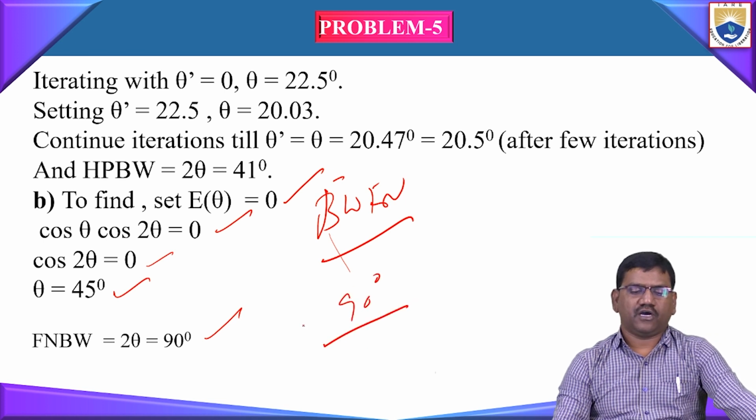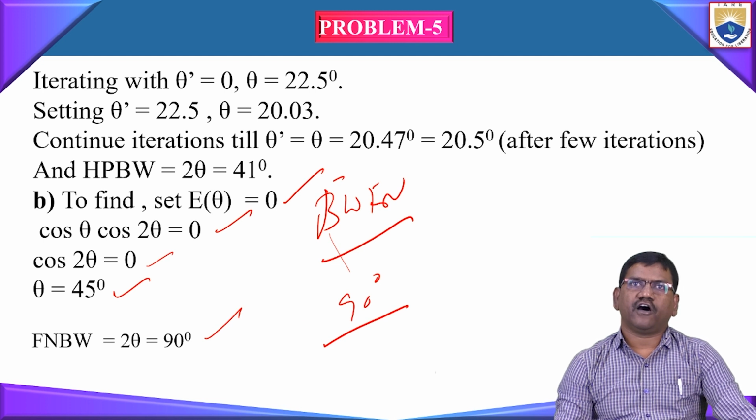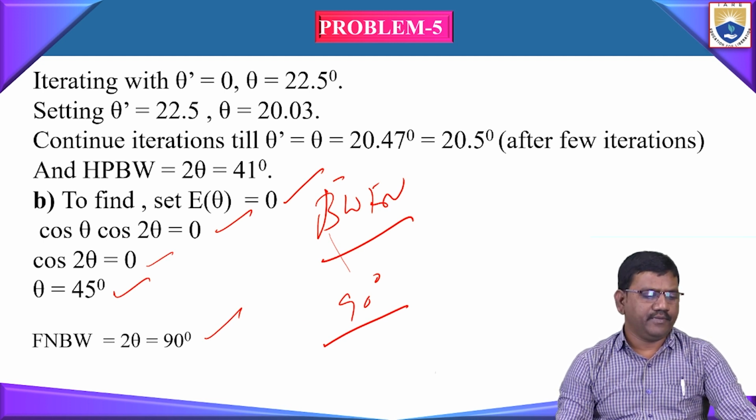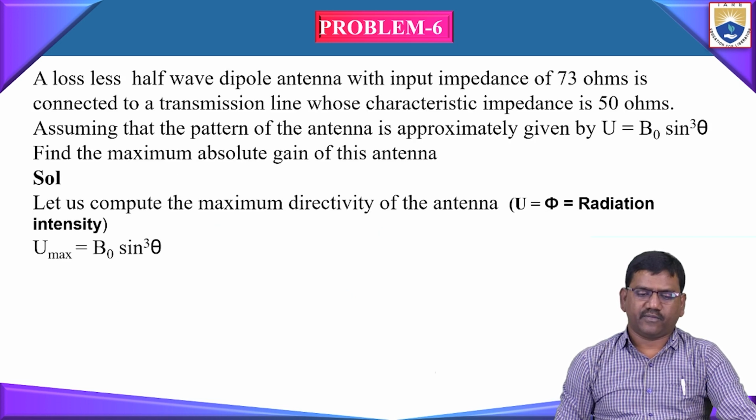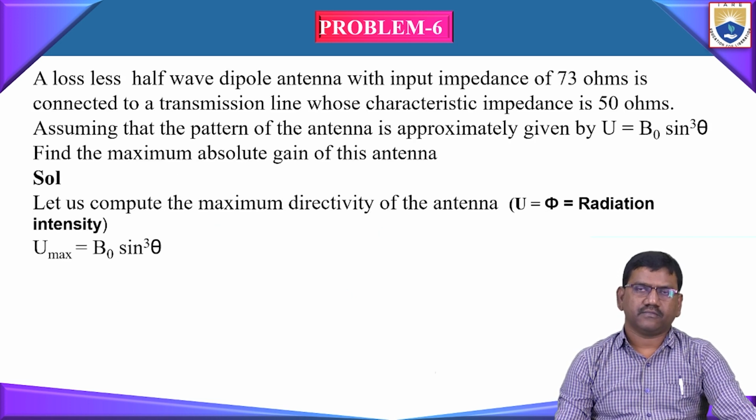So this is about how to simplify to find out the value of half power beam width and also beam width between the first nulls here. Similarly, we can try another problem in the similar fashion.